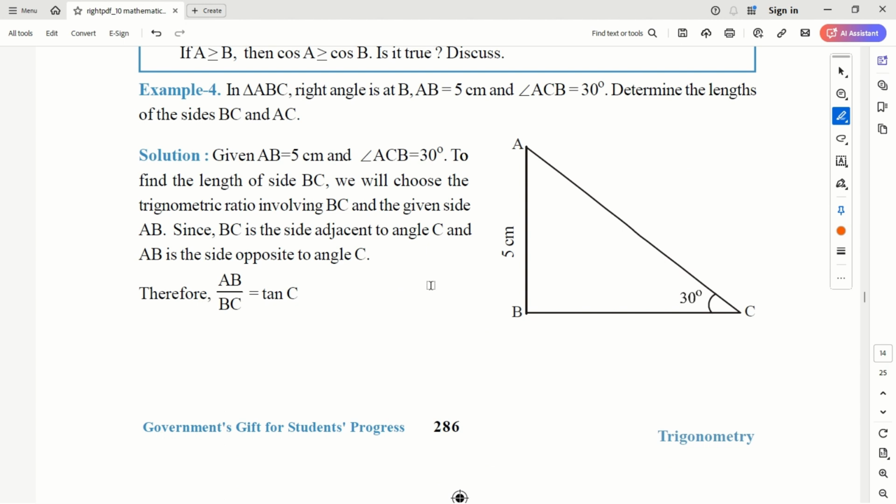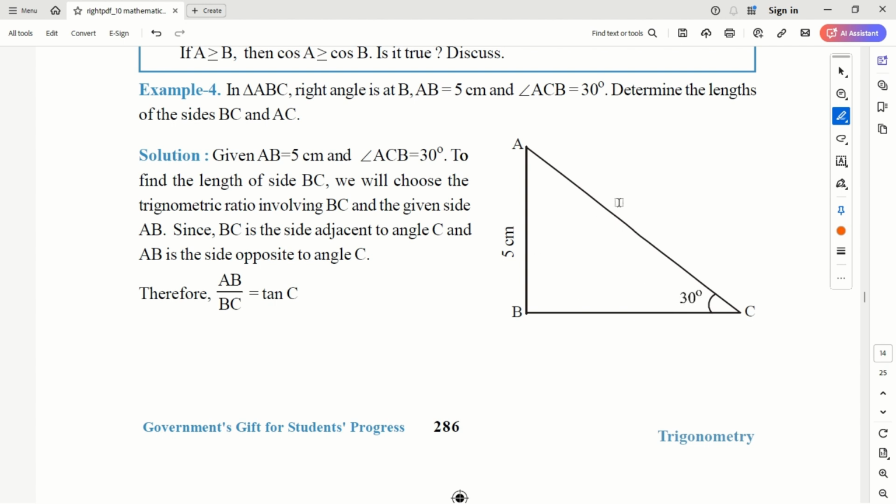Let's do some examples. In triangle ABC, the right angle is at B, AB equals 5, and angle ACB equals 30 degrees. Now you see, they are not giving two sides. You don't need two sides because you already know the trigonometric ratio of 30 degrees. So you just need one side. Determine the lengths of the other sides BC and AC. Now you know that this is 5 centimeters and this is 30 degrees. To find AC, what you need is sine 30.